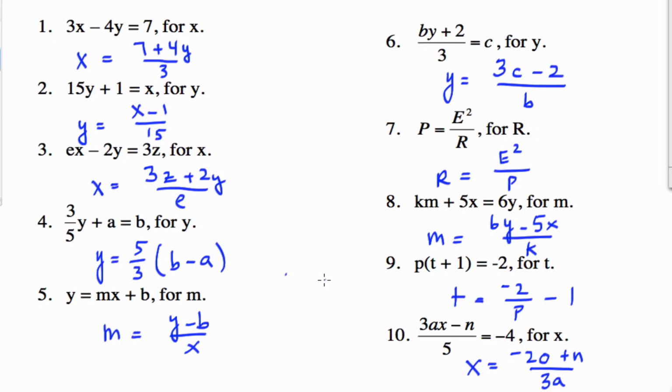Now, there are different ways to express your answer that might be correct, especially when you have a fraction, but you should be able to figure that out. If not, you can ask me about it in class. But pause this, see if you can get the answers. And then if you're having trouble again, you can come back and watch the rest of this video. I will go over 1, 4, 9, and 10.